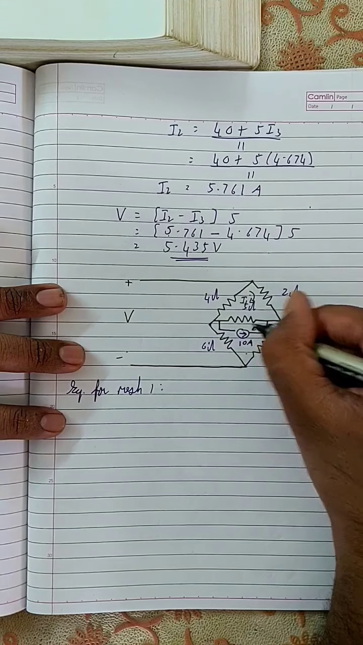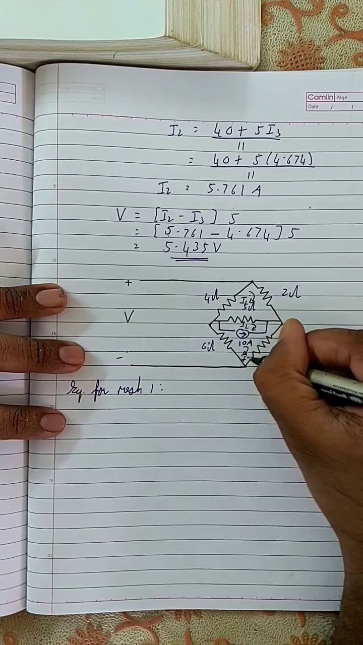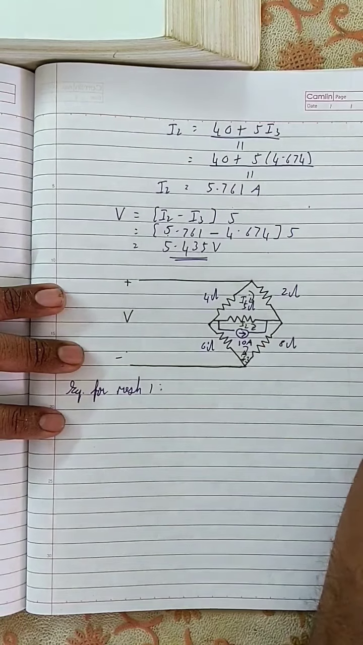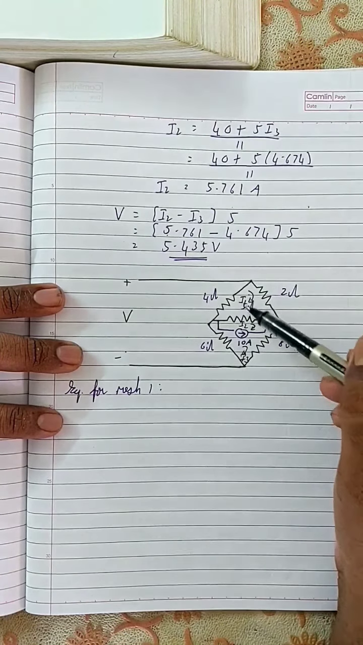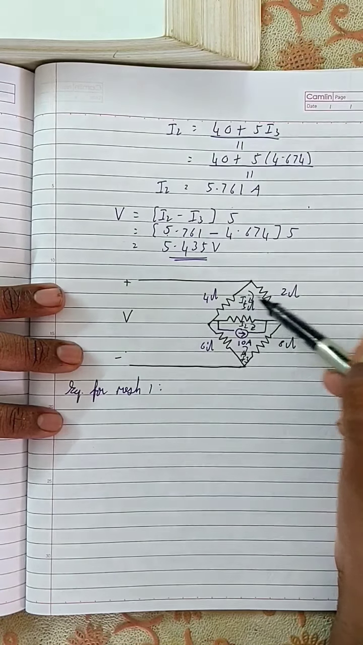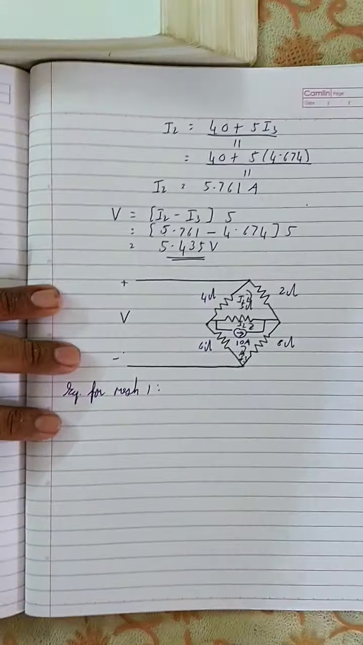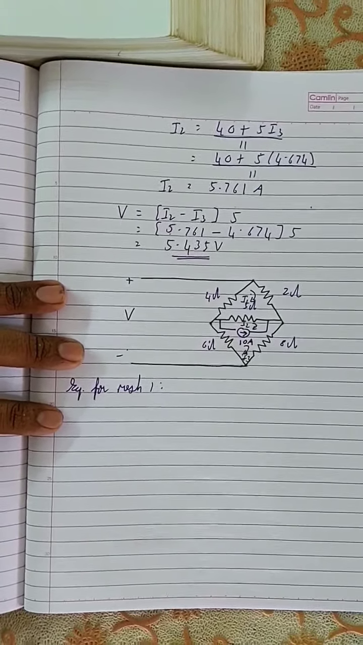This is I2, and this is I3. If you look very carefully, I1 is the mesh in this cut. This is mesh 1, these 3 resistors. This forms mesh 1.